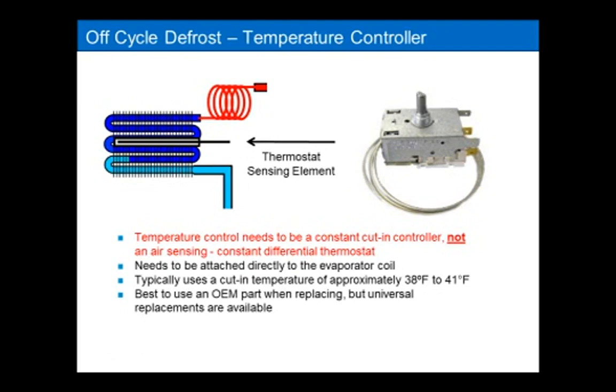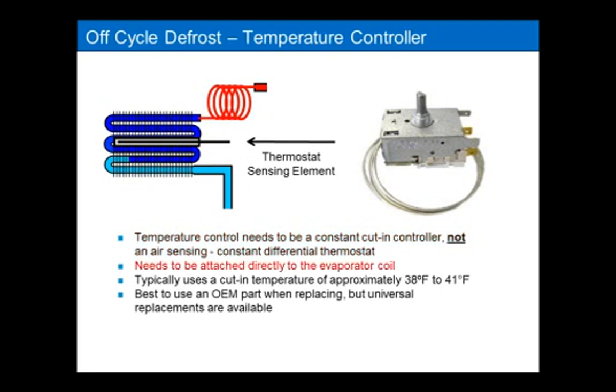So on a constant cut-in temperature control, the adjustment is on how the unit cycles off, but it's going to be fixed because it has a fixed cut-in point, and it's fixed because we want to make sure the coil always gets defrosted sufficiently every time the unit cycles off.